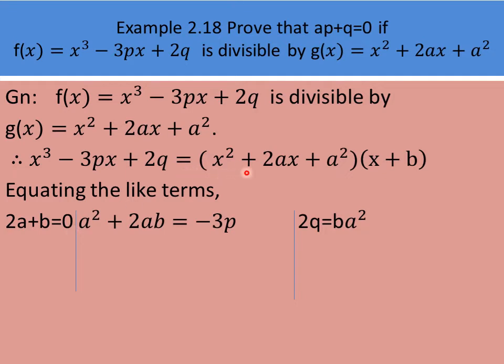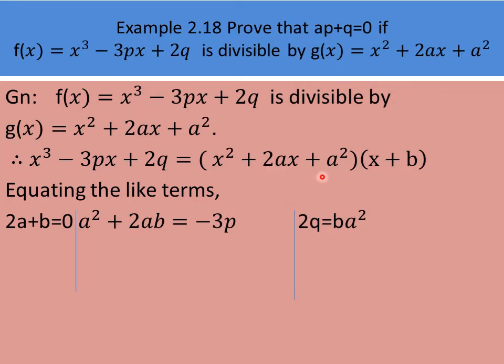In the right hand side, the x square term, we'll get 2ax into x is the x square term, 2a x square. So the coefficient of x square is 2a. So 2a I have written here. Then one more way we can find the coefficient of x square, that is x square into b, isn't it? So the coefficient of x square is b. 2a plus b equal to 0. Then you can equate the coefficient of x. So in the left hand side, the coefficient of x is minus 3p. In the right hand side, the coefficient of x is, along with this x term, you can take the constant term. So 2ab we will get.